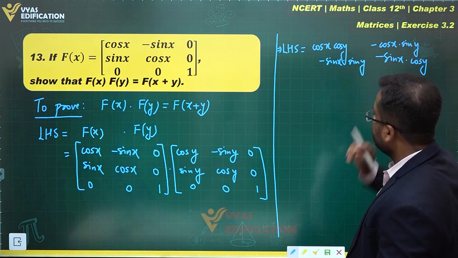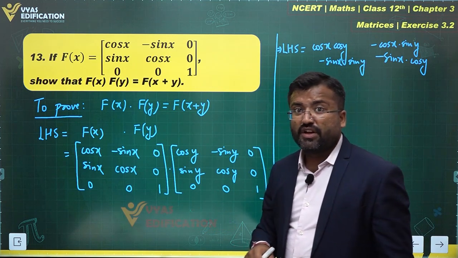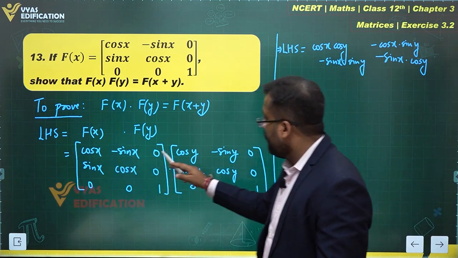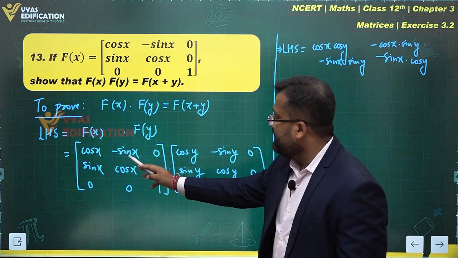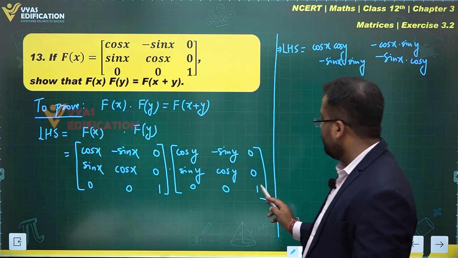This is the complete term. Okay. What about the last term over here? This row gets multiplied with this. What you have is cos x times 0. Minus sin x times 0 and 0 times 1.